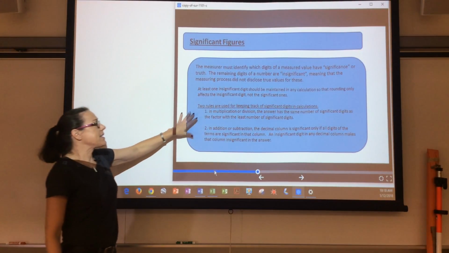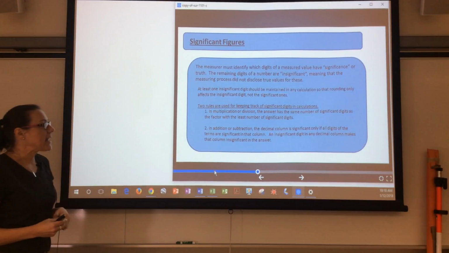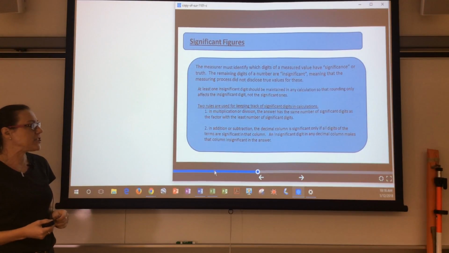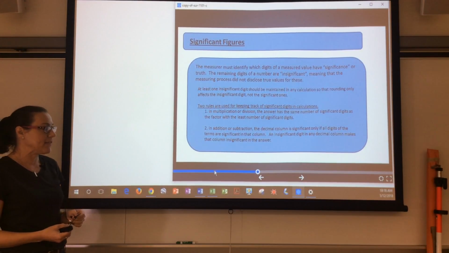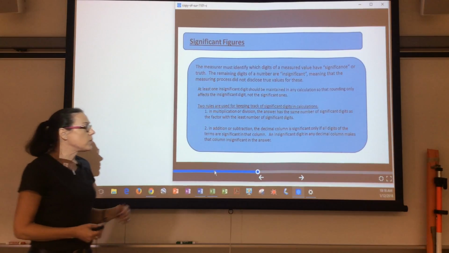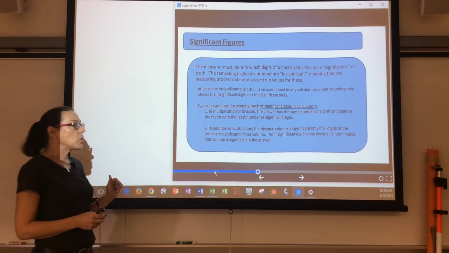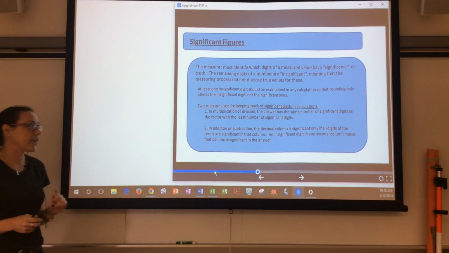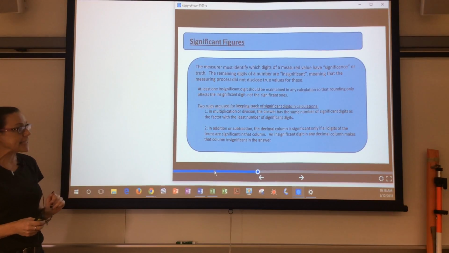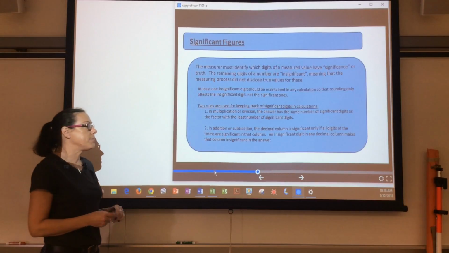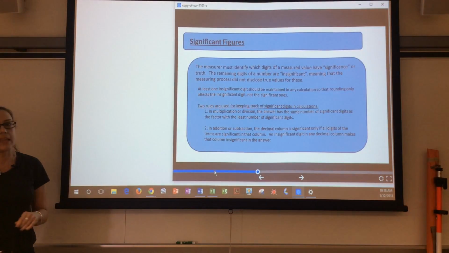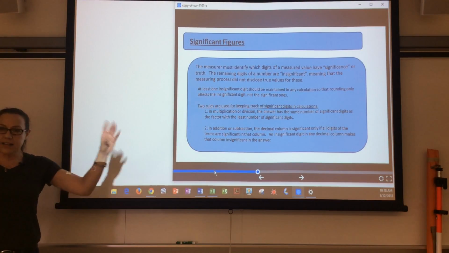So the first rule says in multiplication or division, the answer has the same number of significant digits as the factor with the least significant digits. The second rule is in addition or subtraction, the decimal column is significant only if the digits of the terms are significant in that column. An insignificant digit in any decimal column makes that column insignificant in the answer. That sounds like a lot of yada.